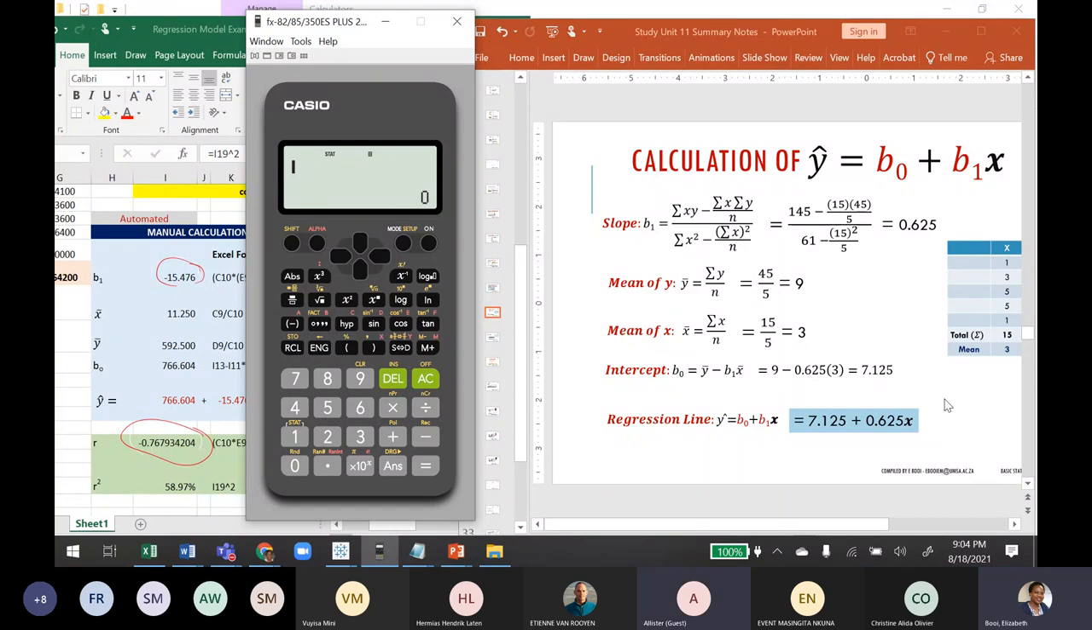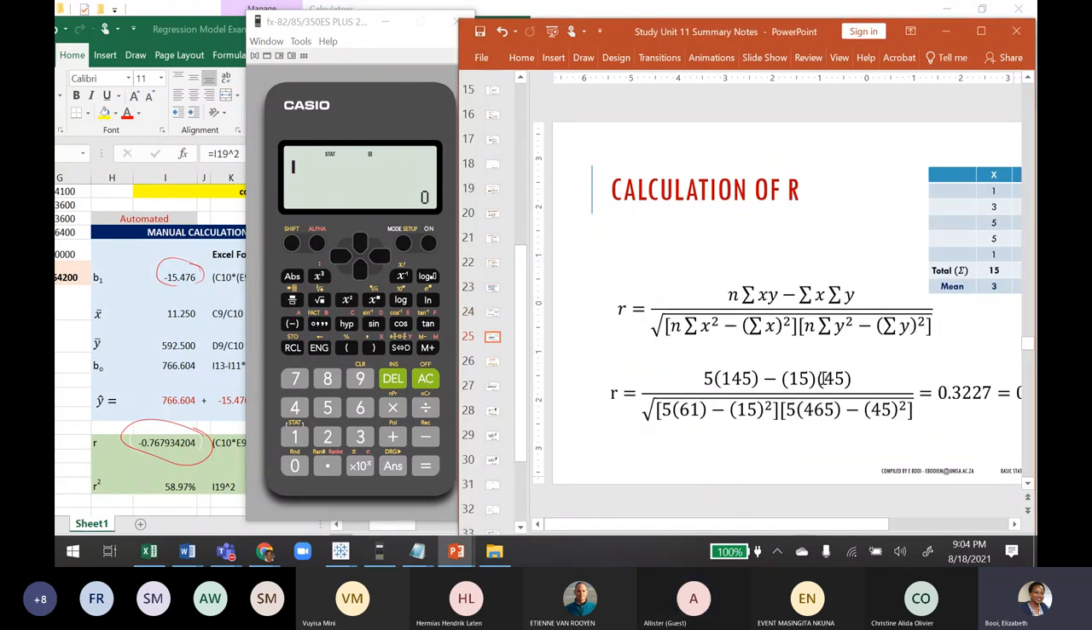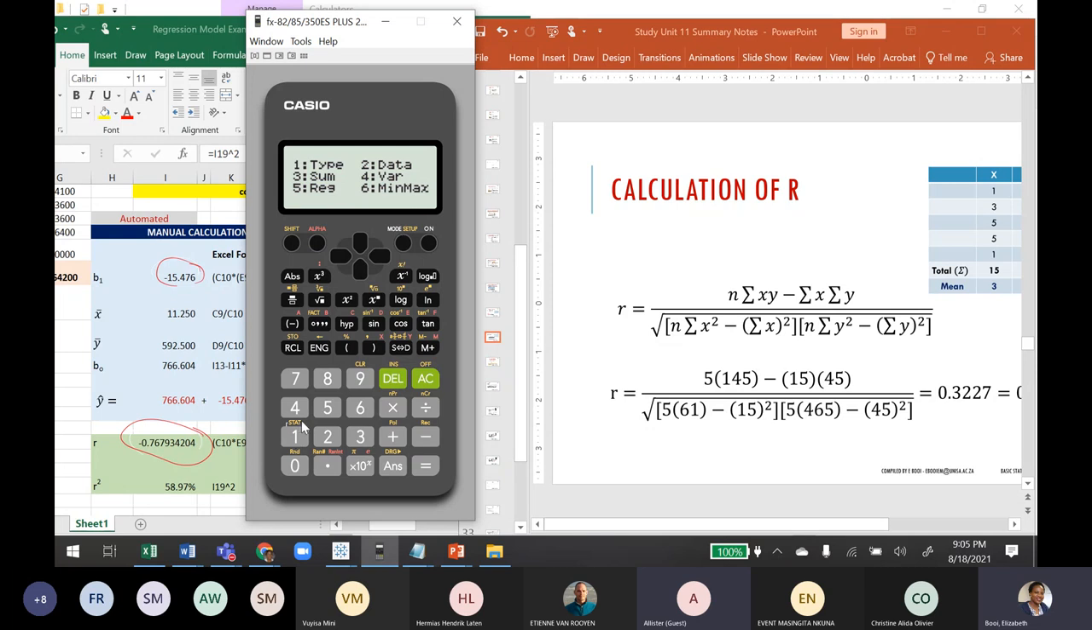If I want the R, which is my coefficient of correlation, shift, stat, 5, REG, which R is on button number 3, equal 0.3227. If I want to estimate the value of Y by making X equal to 4, before I press shift, always press the number 4, shift, stat, 5, estimating Y hat is number 5, and there is 4, Y hat equal 9.625. Within 3 minutes, I am done with all those questions that they were asking.